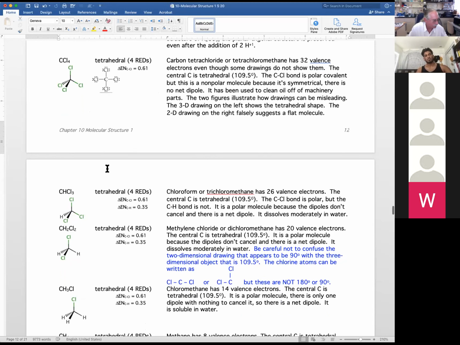Next one is carbon tetrachloride. Let's say the green ones are chlorine.